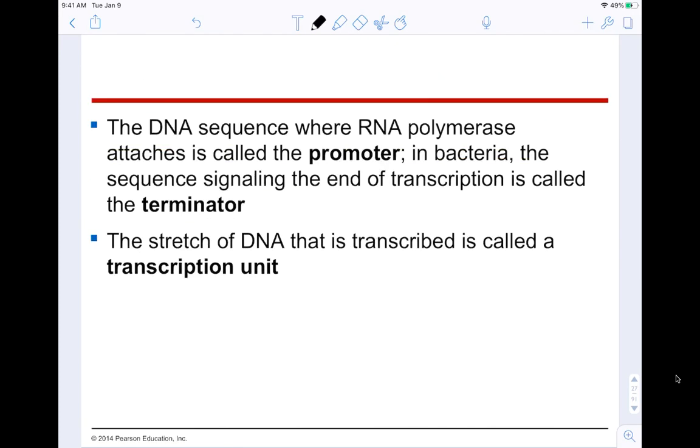So the DNA sequence where RNA polymerase attaches is called the promoter in bacteria. The sequence signaling the end of transcription is called a terminator. So you have the promoter, which is where it starts, and then you have the terminator, which is where it terminates or finishes. The stretch of DNA that is transcribed is called the transcription unit. Like we call them genes, but in bacteria, we have transcription units.